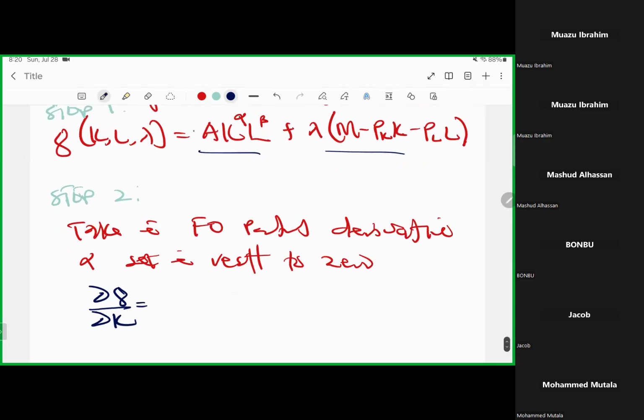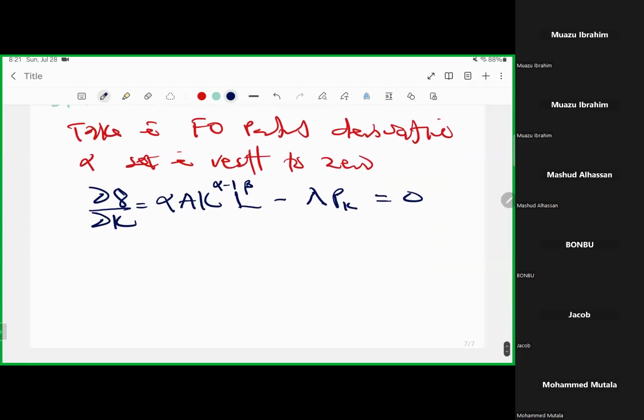This is K, so the power comes here. So here will be alpha A K^(alpha minus 1) L^beta. Is that not it? Here will be minus lambda. Remember, we are differentiating with respect to capital, so the K is raised to the power 1 minus 1, which is 0. Any number raised to the power 0 is 1. So here will be P_K. Remember, this is the differential, and then we set it to 0. So we equate this one to 0.